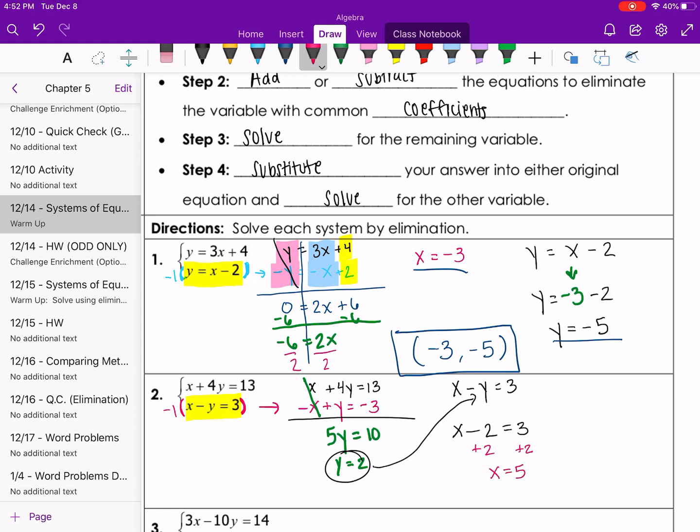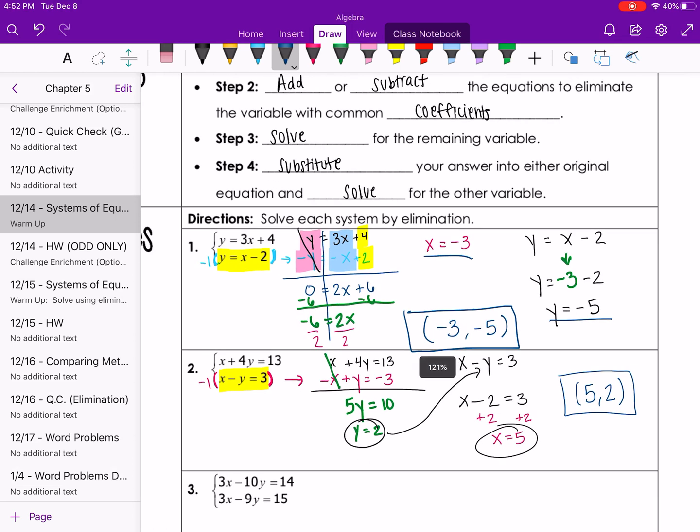So I'm going to take my x and my y and write my solution, making sure that my x comes first, and then my y coordinate. Super simple, just takes a little bit of practice, but it's really nice that our whole goal here is canceling out an entire variable. That's less work for me.